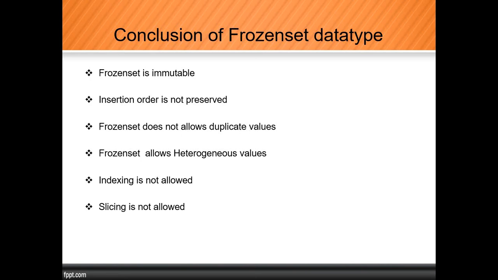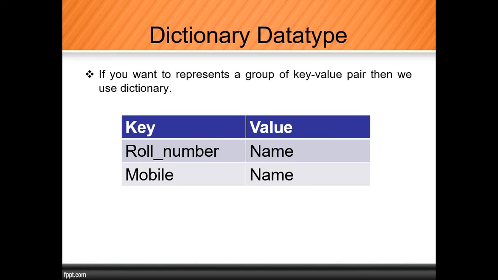So that's why I have given this conclusion at the end of the data types. Okay, so now let's discuss another important data type called a dictionary. Okay, so this is important. So in that section, other data type, we'll discuss that. Okay, so what is a dictionary?